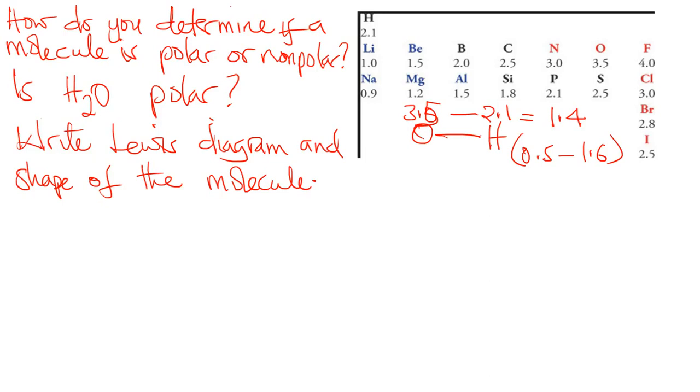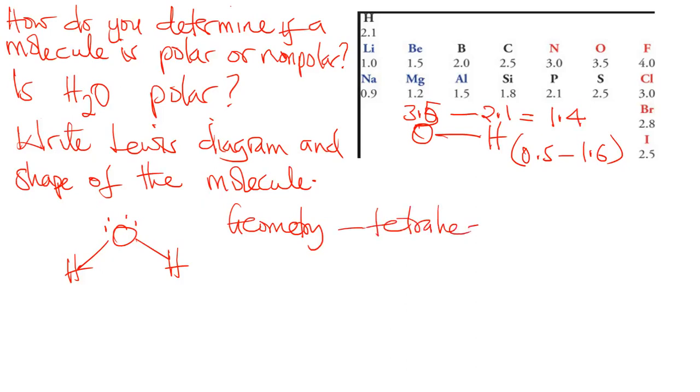So not to take much time, for water, the Lewis diagram and shape is this one. Right? So the geometry of this one is tetrahedral. The shape is bent. So because it is bent, this molecule has polarity.